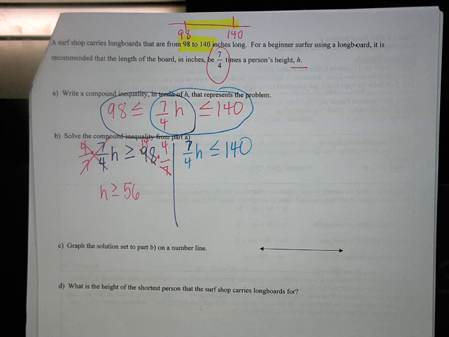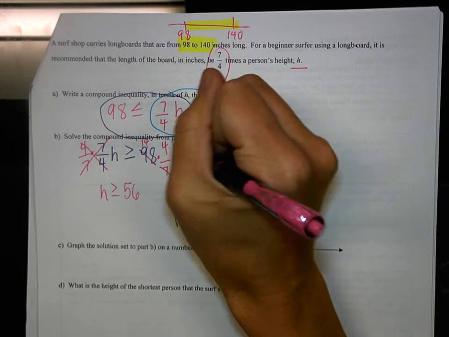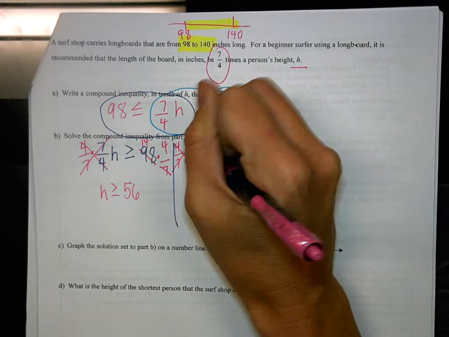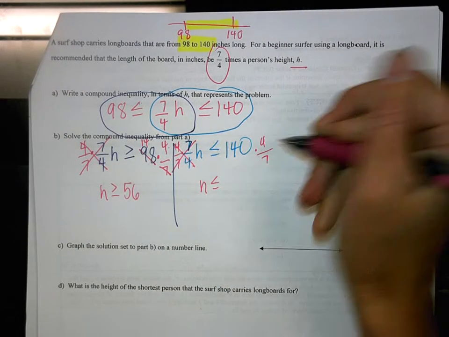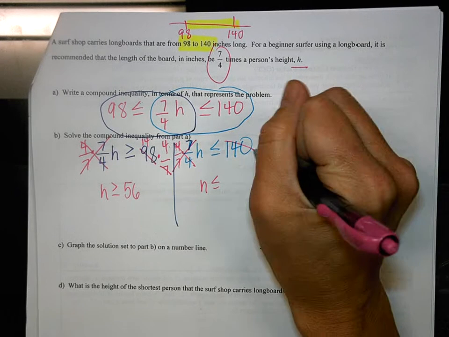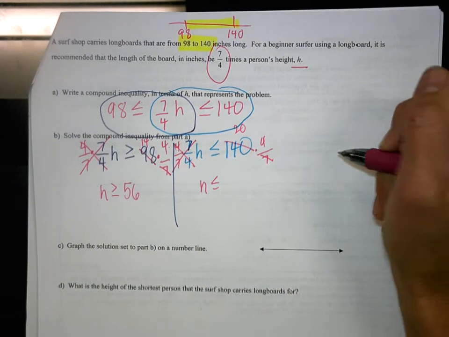Okay, over here we're going to multiply by 4/7. The reciprocal, these eliminate. H is less than or equal to. Can 7 go into 140? You guys can do that one in your head. And how many times? Good job. And 20 times 4 is? 80.